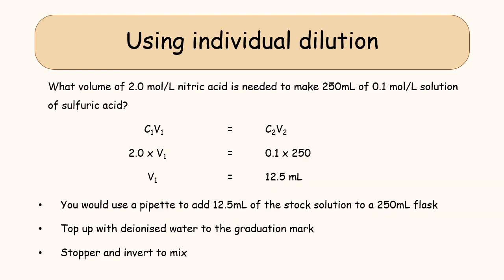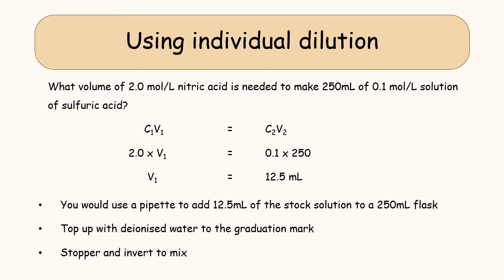So I've got a worked example here. What volume of 2 molar nitric acid is needed to make 250 mils of 0.1 mole per litre solution of, well, that should say nitric acid because it still should be the same acid. So nitric acid and nitric acid. So what we do is read from the question. Our nitric acid is what we're starting with. It's got a concentration of 2, so C1 is 2. V1 is always what we're working out. C2 is our concentration of our diluted solution, which is 0.1, and the volume is 250.